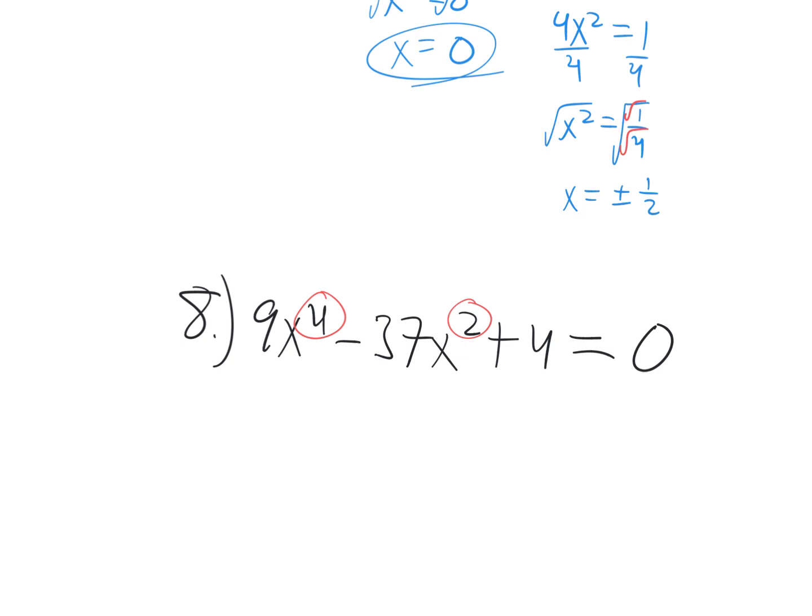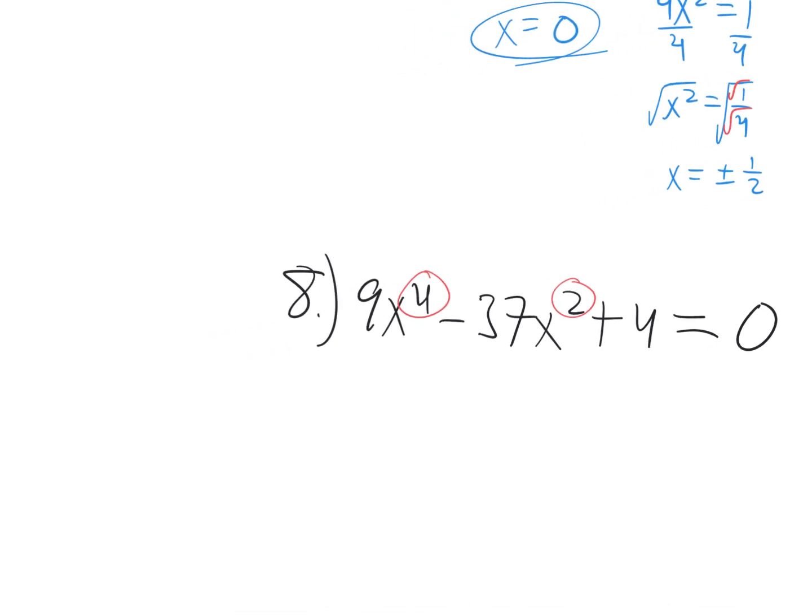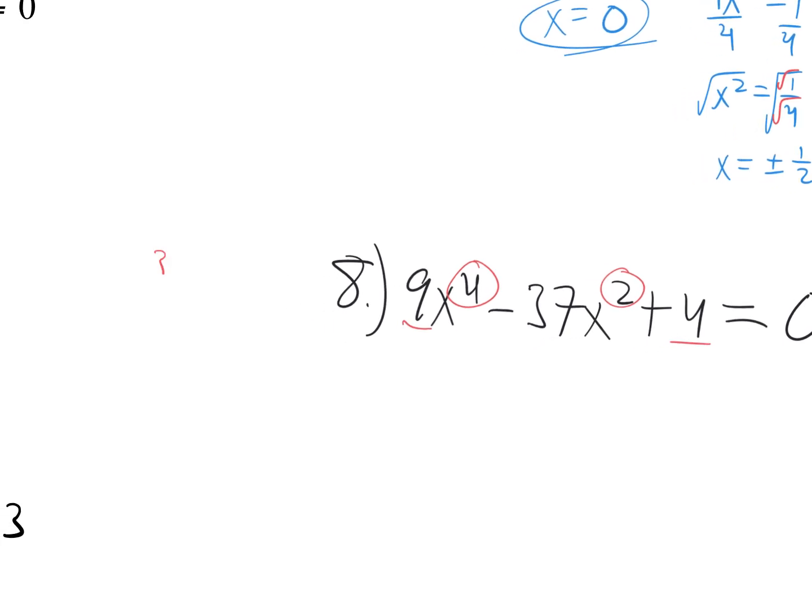Right, so you can factor it the exact same way you would a quadratic. So we can do 9 times 4, which is going to get you 36. So we want numbers that multiply to 36 and add to negative 37. All right, can we think of anything? Good, negative 36 and negative 1.